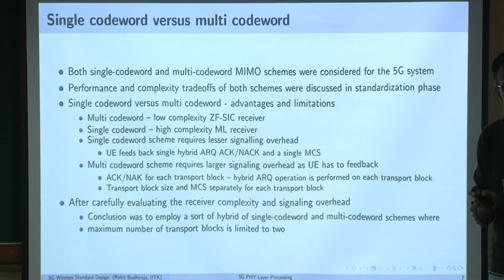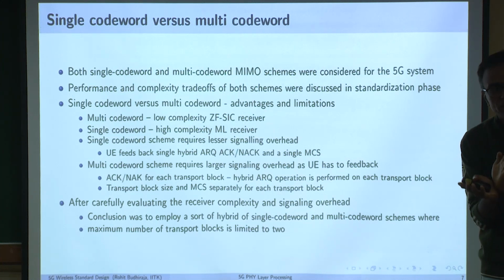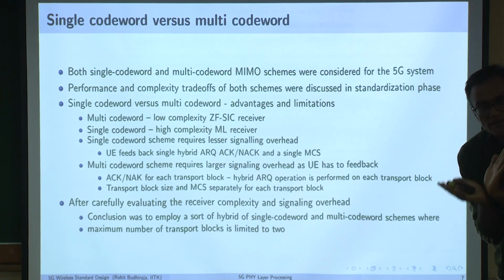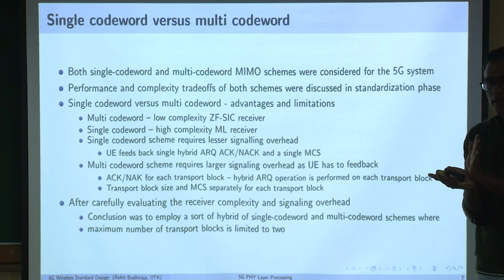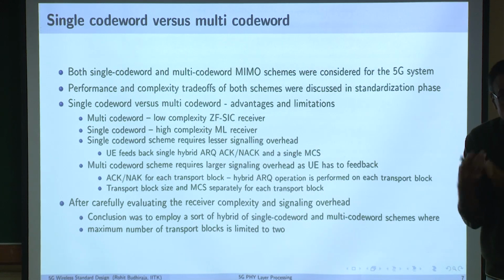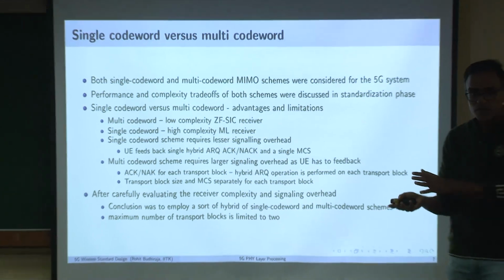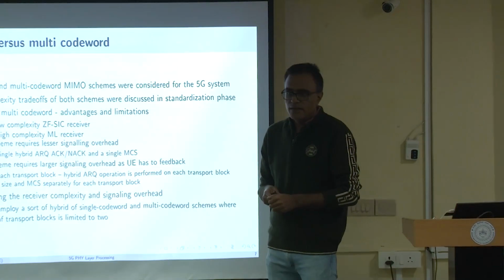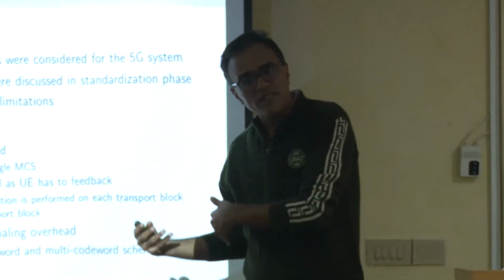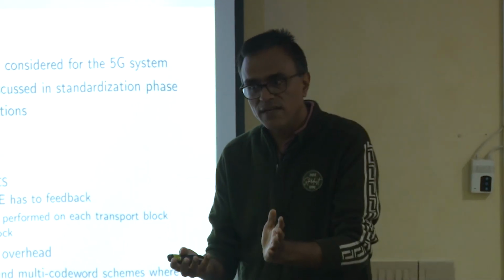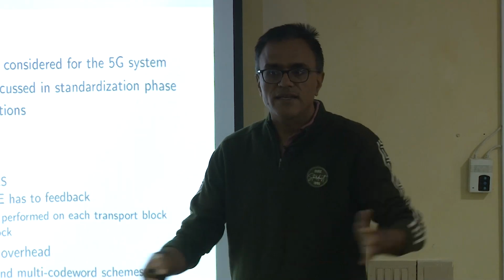Okay, fine. So what are we saying here? Whatever architecture you see, it is basically a trade-off between the receiver complexity and the signaling overhead. So it is neither single code word nor multi-code word. It is a hybrid. Each of these architectures has its own advantages, and this kind of hybrid architecture tries to capture both of them.